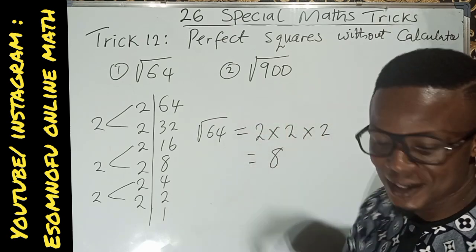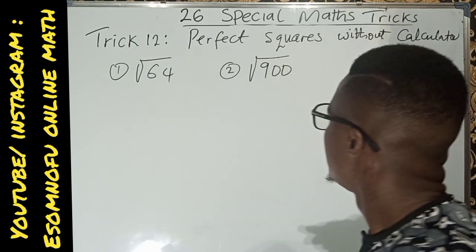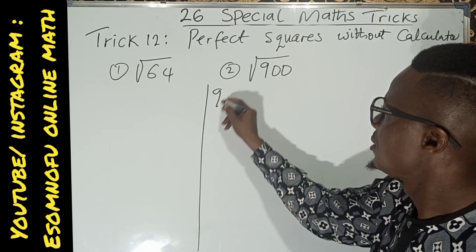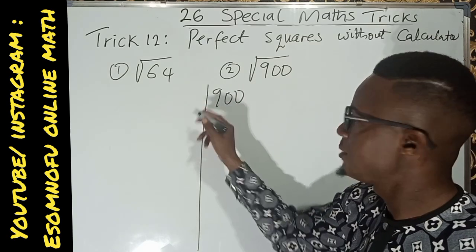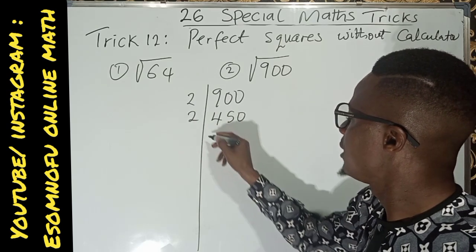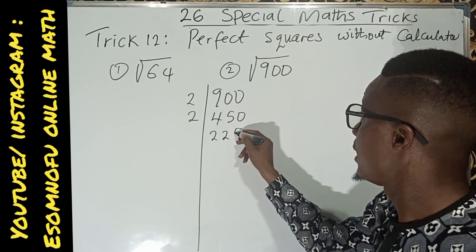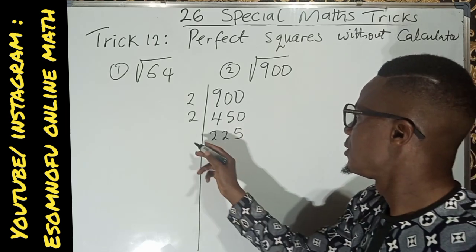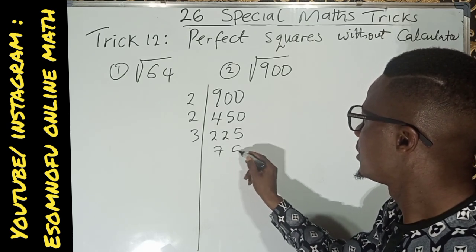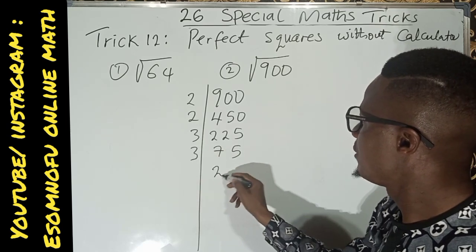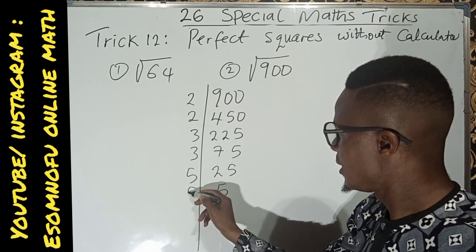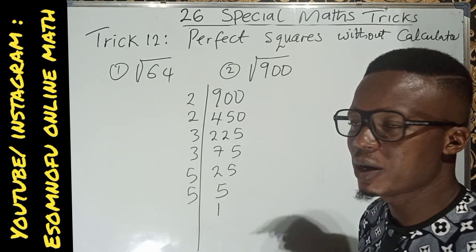Let us try the second one. And the second one, we want to get the square root of 900. As usual, draw your line. You write 900. 2 can divide. If I divide 900 by 2, I will get 450. If I divide by 2, I'll have 225. 3 can go. I'll have 75. 3 can go again. I'll have 25. 5 can go. I'll have 5. And 5 here will give me 1. Once I see 1, I stop.